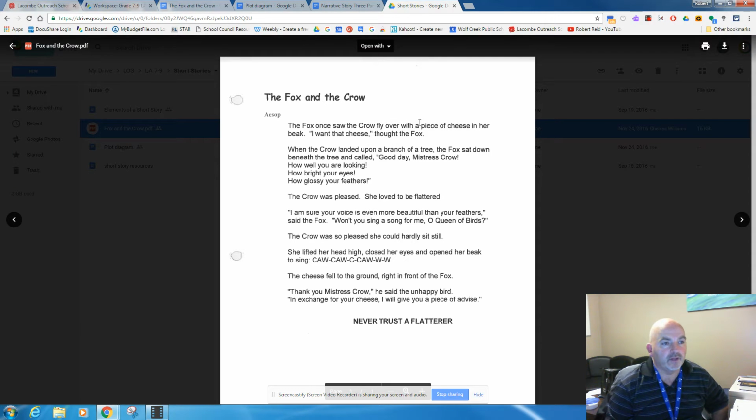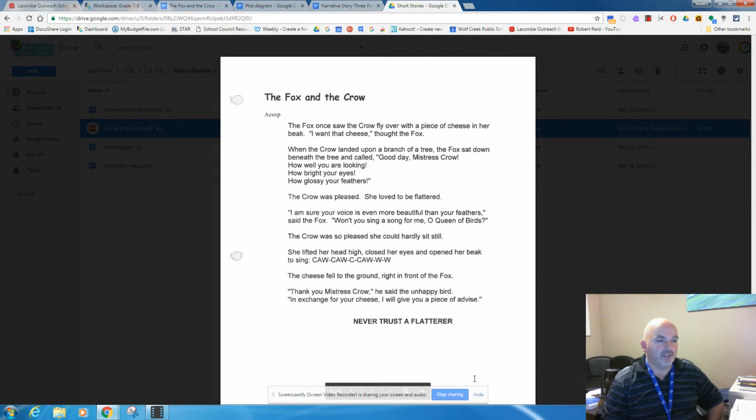The fox once saw the crow fly over with a piece of cheese in her beak. I want that cheese, thought the fox. When the crow landed upon a branch of a tree, the fox sat down beneath the tree and called, Good day, Mistress Crow. How well you are looking. How bright your eyes. How glossy your feathers. The crow was pleased. She loved to be flattered. I'm sure your voice is even more beautiful than your feathers, said the fox. Won't you sing a song for me, O Queen of Birds? The crow was so pleased she could hardly sit still. She lifted her head high, closed her eyes, and opened her beak to sing, Caw-caw, caw-caw, caw-caw. The cheese fell to the ground right in front of the fox. Thank you, Mistress Crow, he said to the unhappy bird. In exchange for your cheese, I will give you a piece of advice.